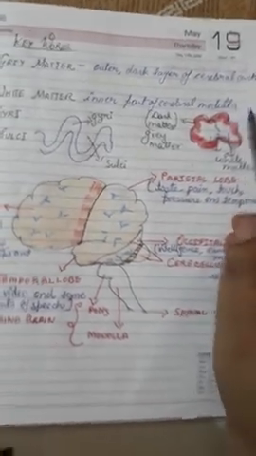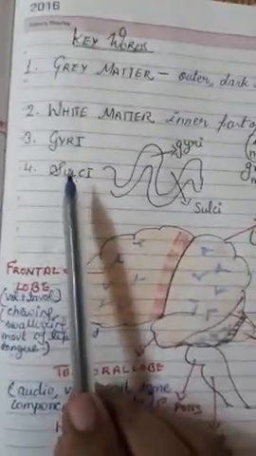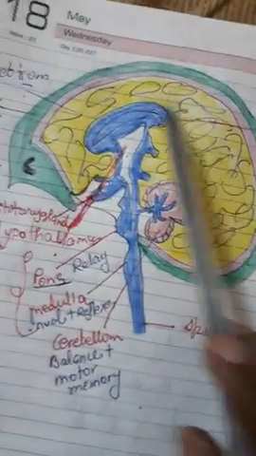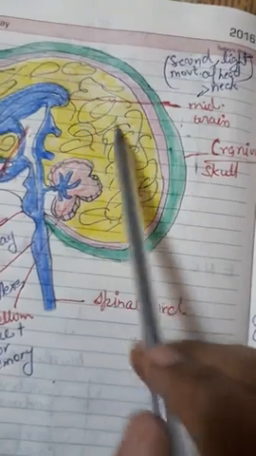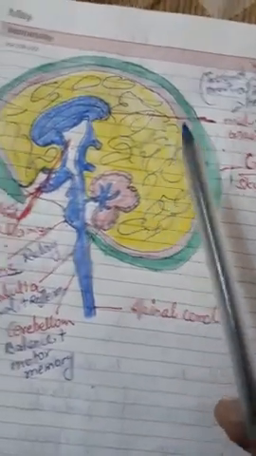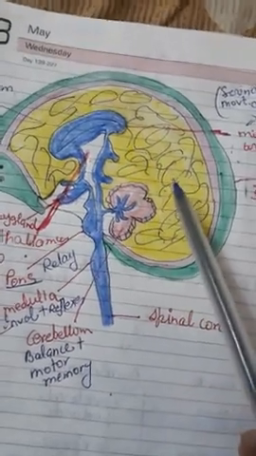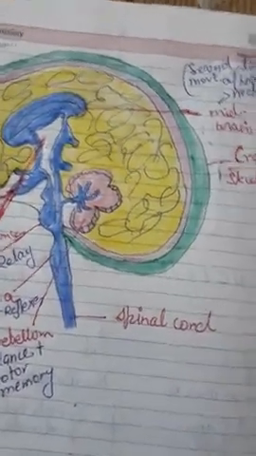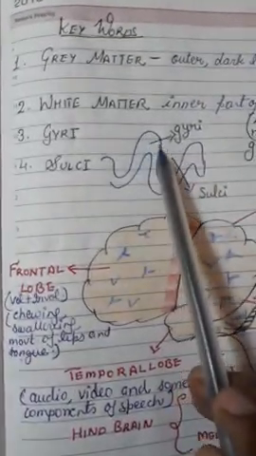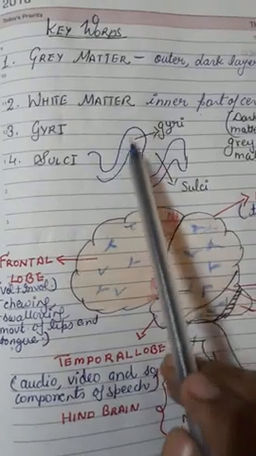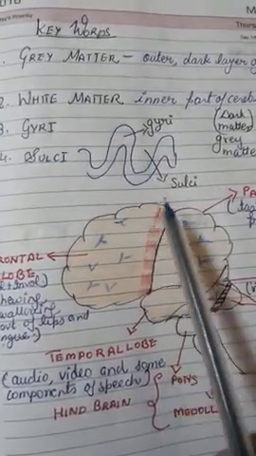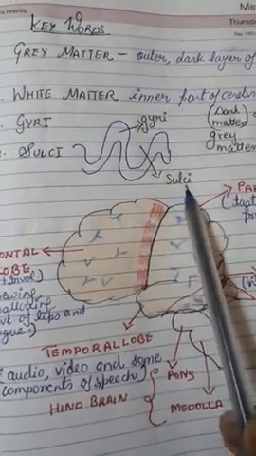Okay. Now coming to the third word, which is gyri and sulci. Here you can see that our brain has so many folds. These folds are there to increase the surface area of your brain. The upper fold in this cerebrum is called gyri, and the inner side fold which is here is called sulci. Okay.